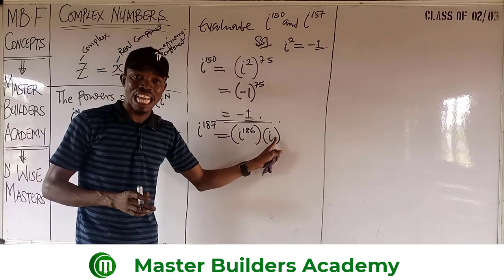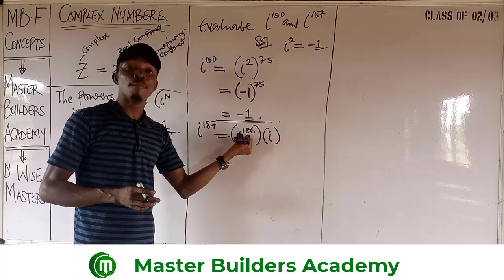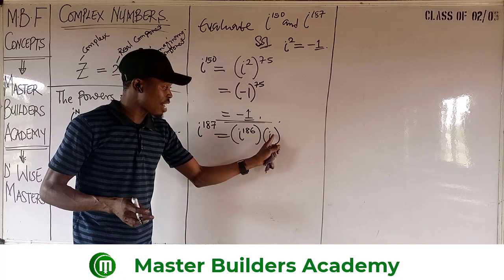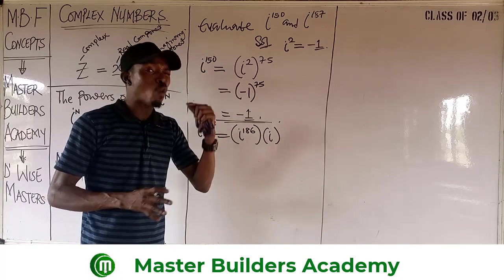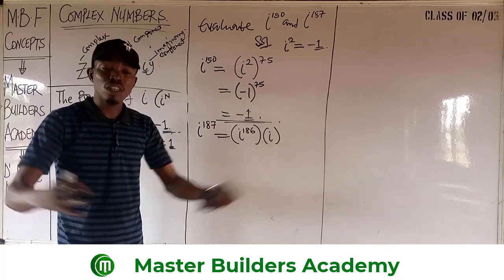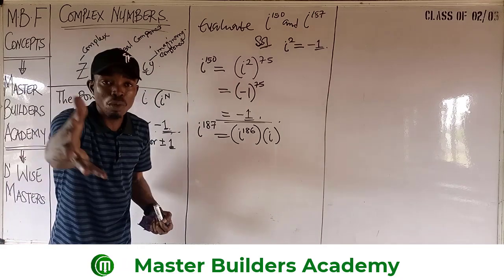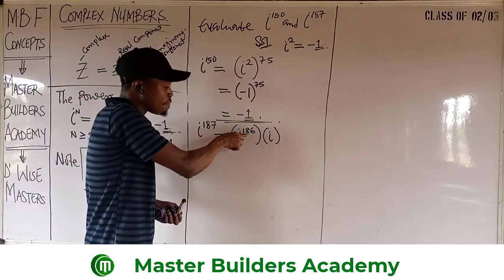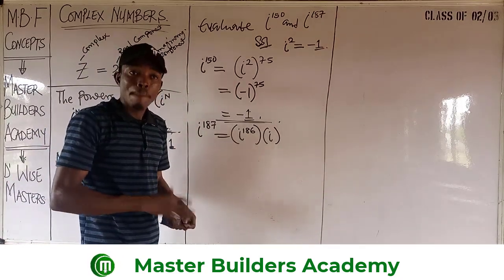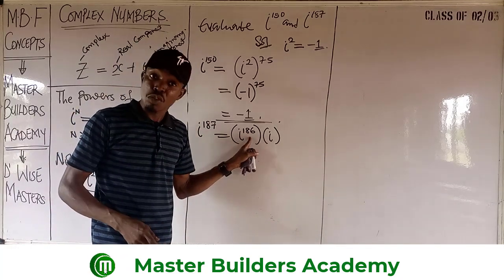Now, we have no business with I. Our business is I more than 1. This is I raised to the power of 186, which is more than 1. So how do we get this done? We now divide 186 by 2 because it's already an even number.